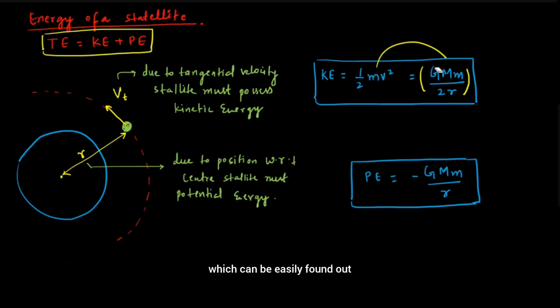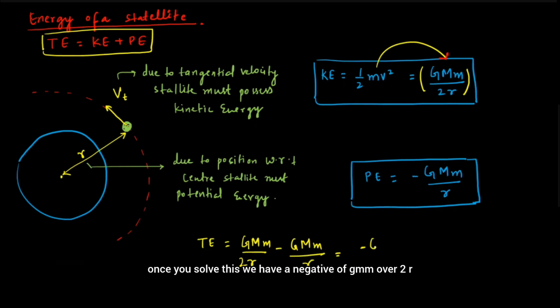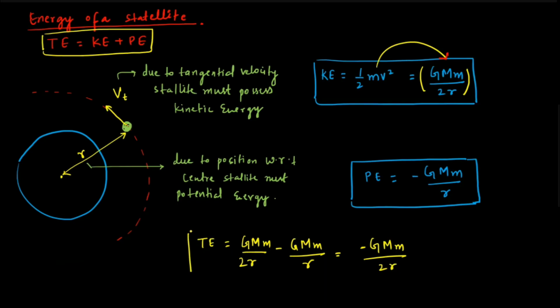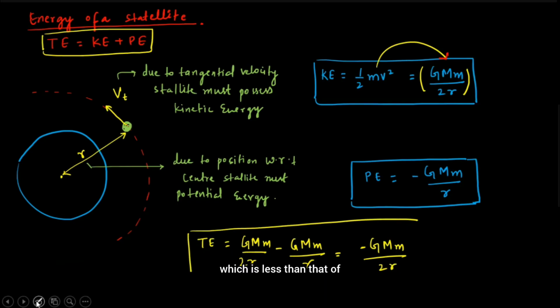Velocity is something which can be easily found out using equations only. But GMm by 2R is something you need to remember. So if we try to find out the total energy, it comes out to GMm over 2R minus GMm over R. Once you solve this, we will have negative of GMm over 2R. So total energy is less than that of potential energy.